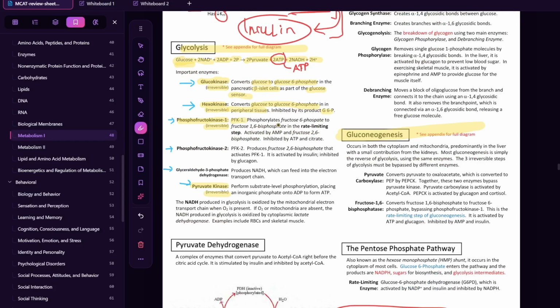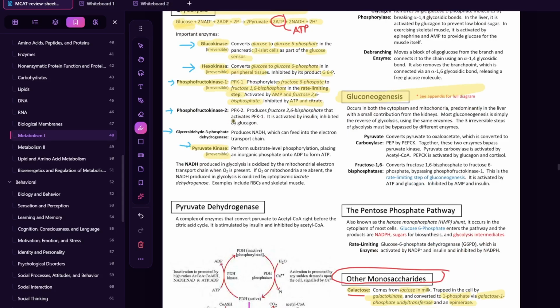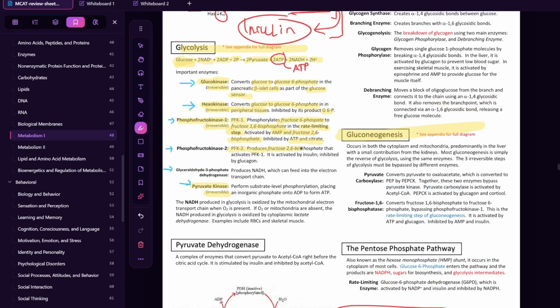We went over that. PFK is also known as phosphofructokinase 1, and it phosphorylates fructose 6-phosphate to fructose 1,6-bisphosphate as a rate-limiting step. So it's the slowest step, and it's activated by AMP and fructose 2,6-bisphosphate, but it's inhibited by ATP and citrate. So it's all here. And then phosphofructokinase 2, we said, produces fructose 2,6-bisphosphate that activates PFK1. So this one activates that one. And this one is activated by insulin and inhibited by glucagon. So these are hormones, right?